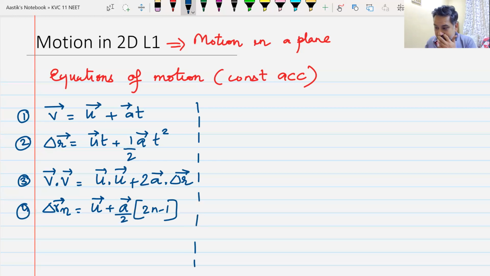Now, the only thing that is different in motion in 2D, it is not different, it is actually the same, is that we may not use these vector equations. Instead of using vector equations, we may use equations along the x-axis or along the y-axis. But let us first solve a problem where we have a general motion and see whether we can solve that problem or not. Are we ready?